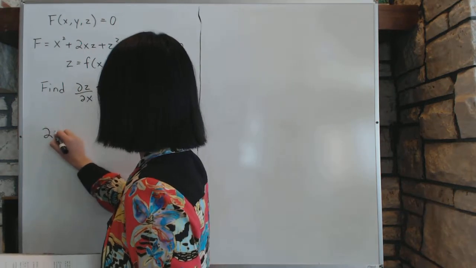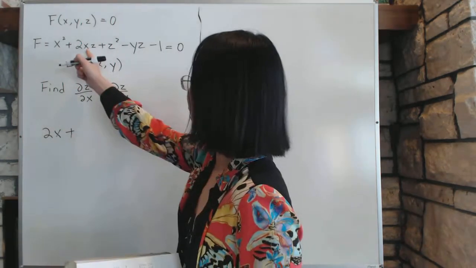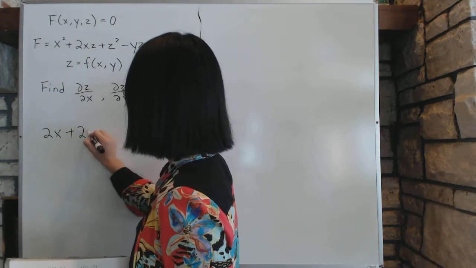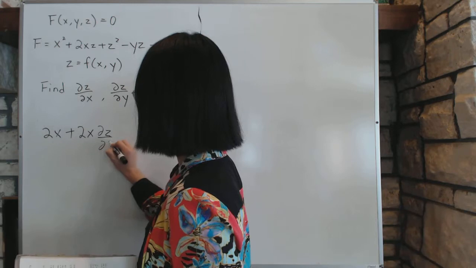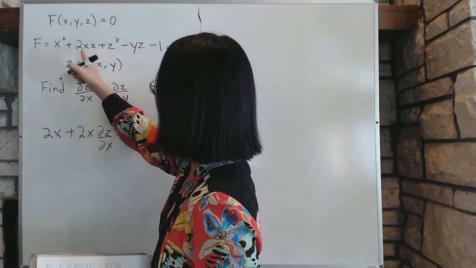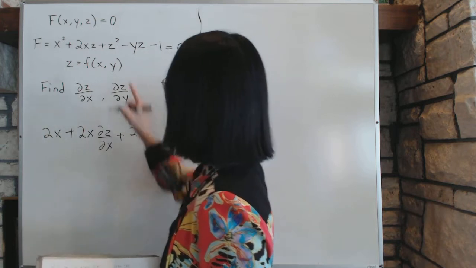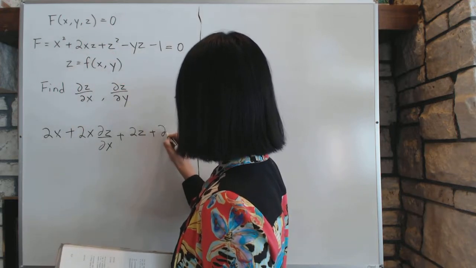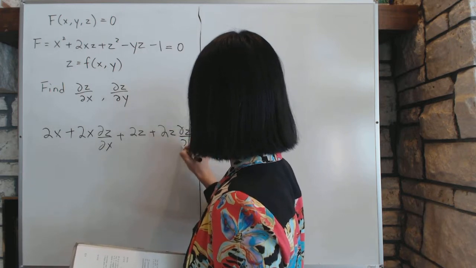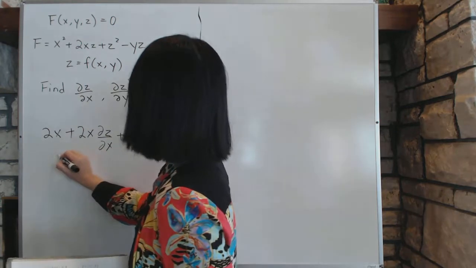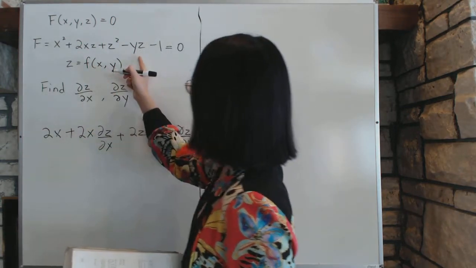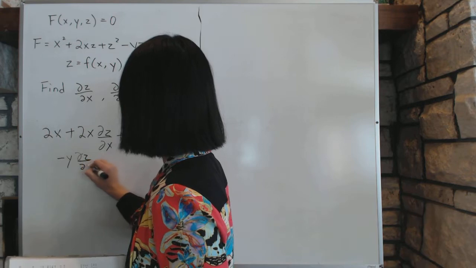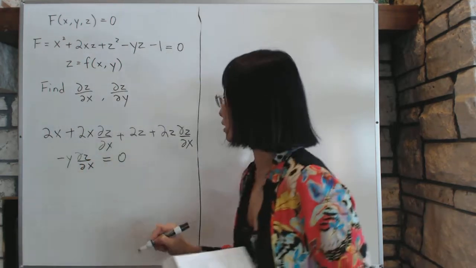You get 2x, and then plus, okay, this is x, and there's z. z is a function of x, so we use the product rule. So 2x and then partial z partial x, plus z times the derivative of that, which is just 2z, and then plus 2z, then partial z partial x, and then this one becomes minus. Now y is a constant in what we're doing here, so it'd be minus y partial z partial x, and the rest are constants, and it all equals 0.